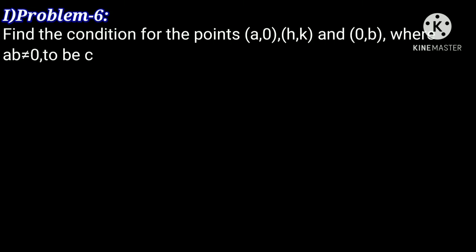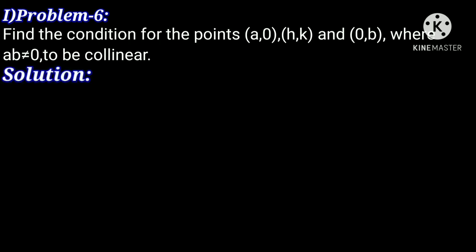Section 1, problem number 6. Find the condition for the points (a, 0), (h, k) and (0, b), where ab not equal to 0, to be collinear. This is our given problem. In this problem, we have to find the condition for the given 3 points to be collinear. Now, we have to solve the problem.